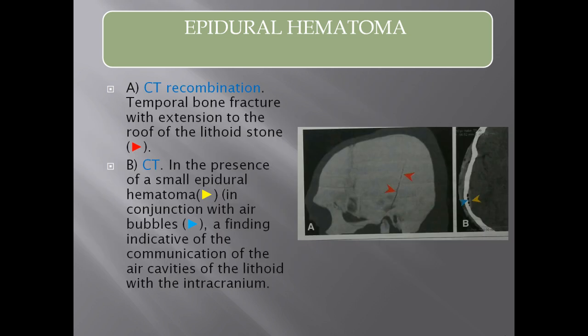In the last images we see A, temporal bone fracture with extension to the roof of the petrous bone. B, the presence of a small epidural haematoma in conjunction with air bubbles, a finding indicative of the communication of the air cavities of the petrous bone with the intracranium.